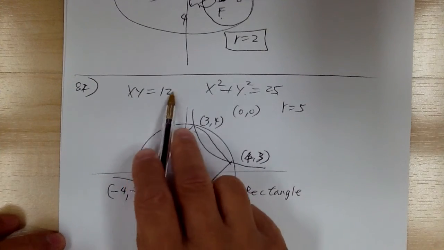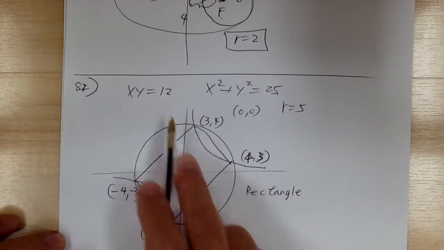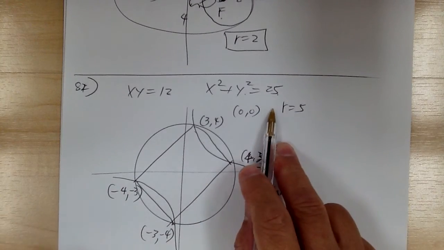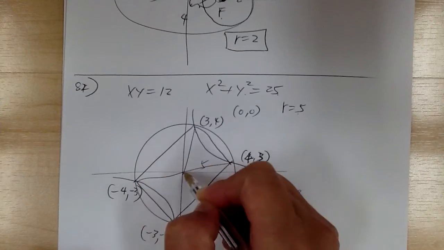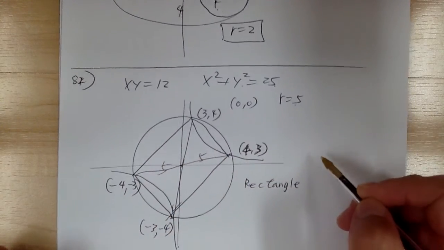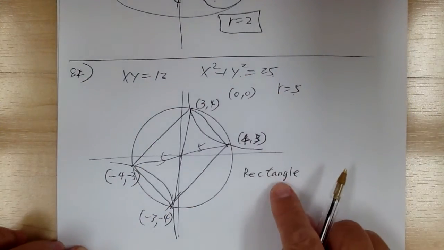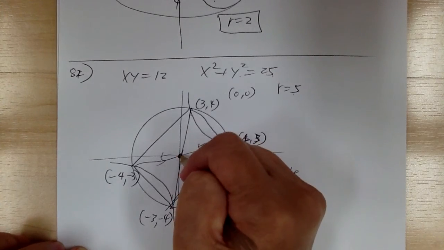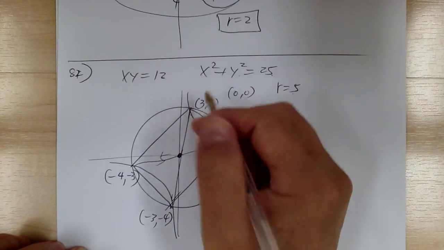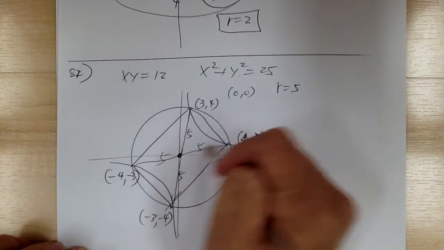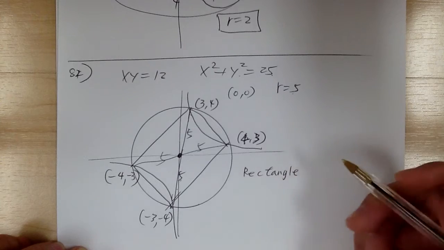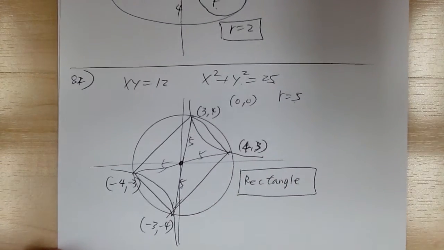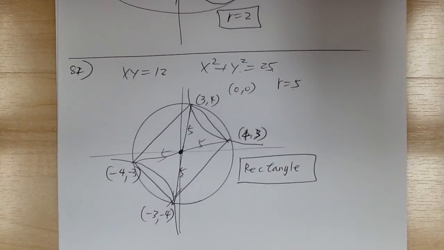And you can check, right? 3 times 4 gives you 12, 4 times 3 gives you 12. And the radius is 5, so these would all be 5. You also can prove that this is a rectangle because you have a quadrilateral with diagonals bisecting each other and each part equal to 5. So this has to be a rectangle. Okay, let's go to the next one.